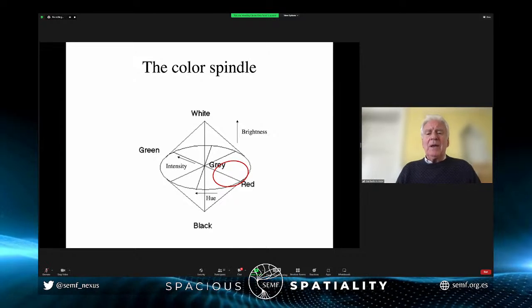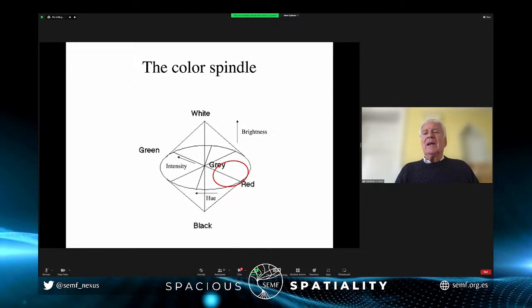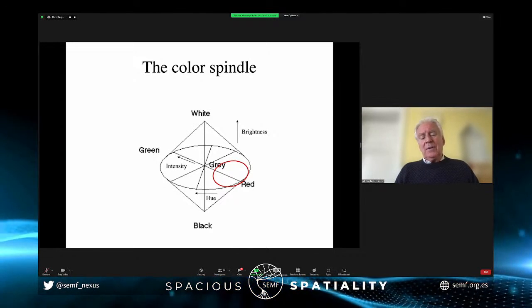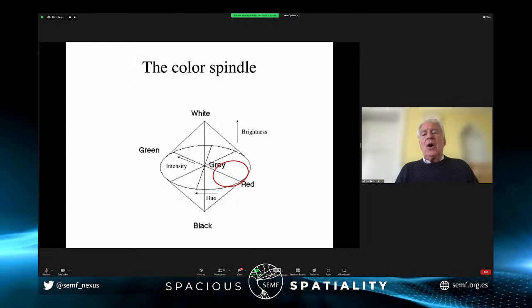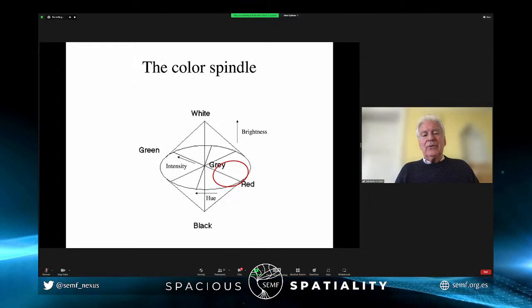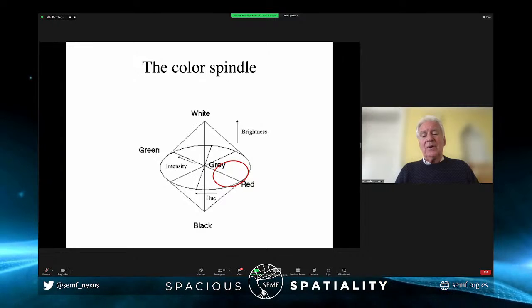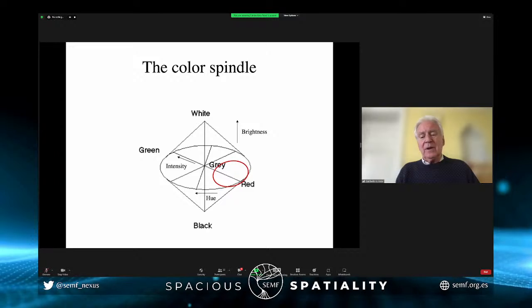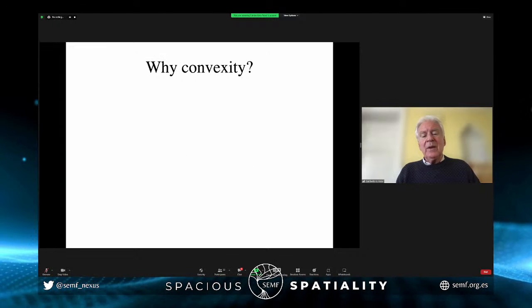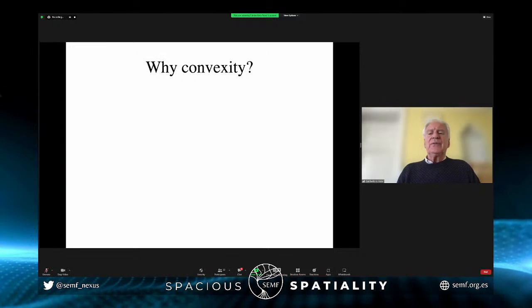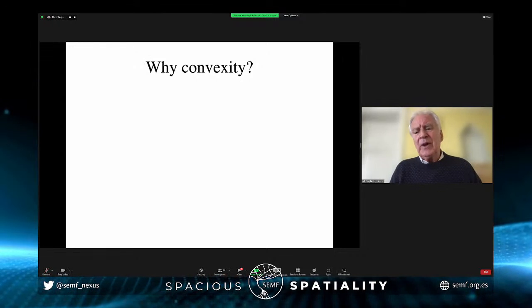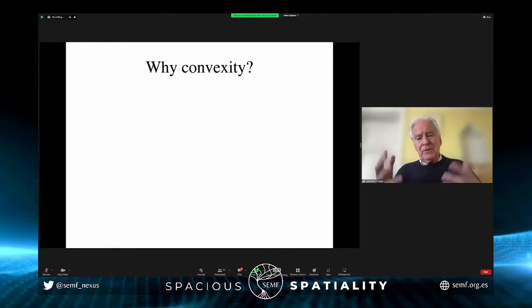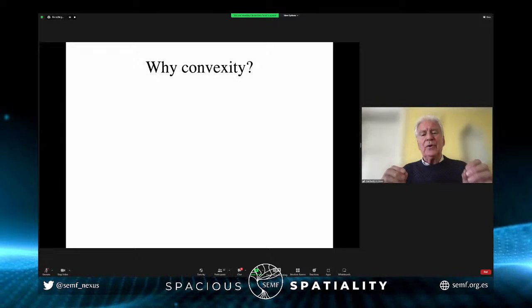And in my book, I made a prediction that in all languages, all basic color terms denote convex regions of the color space. And I'll get back to that prediction in a few minutes. So then the question, why is this so important to emphasize convexity? Convexity is really a geometrical notion. I mean, you need the notion of betweenness.